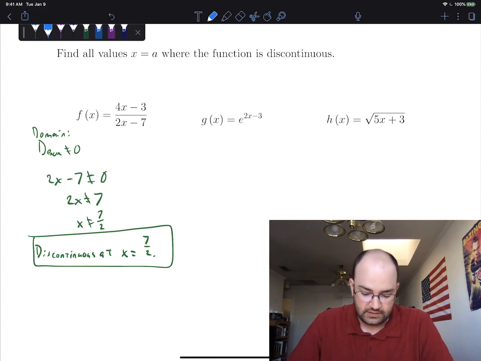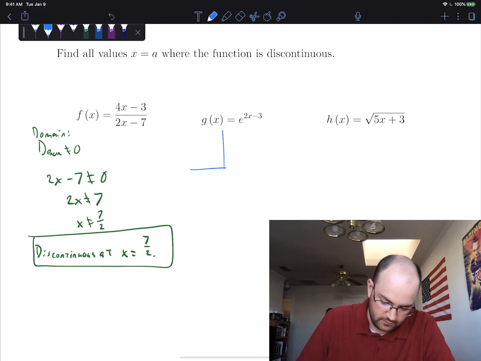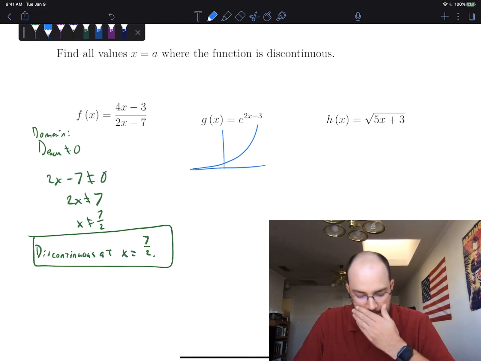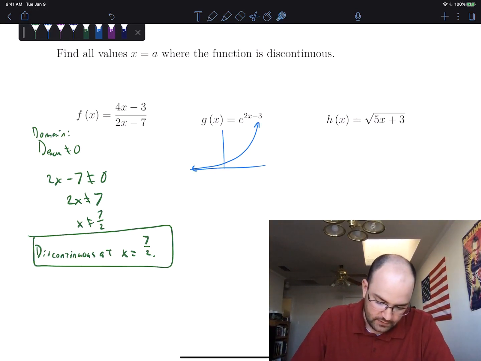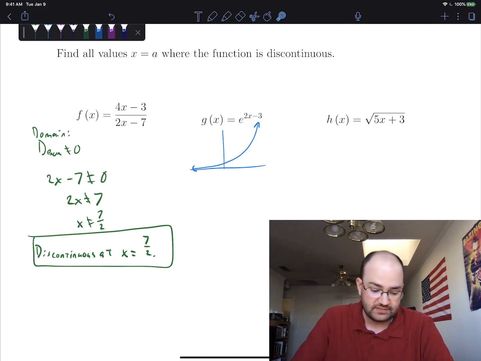Now, looking at g of x, here's the thing. E to the 2x minus 3, well, that's just an exponential function. Exponentials, when graphed, look something like this. That won't be exactly what this graph looks like, but it looks something like that. The point is that the graph is continuous everywhere, and the domain is all real numbers. So as long as the exponent is a real number, that's it, which means that this function is never discontinuous.